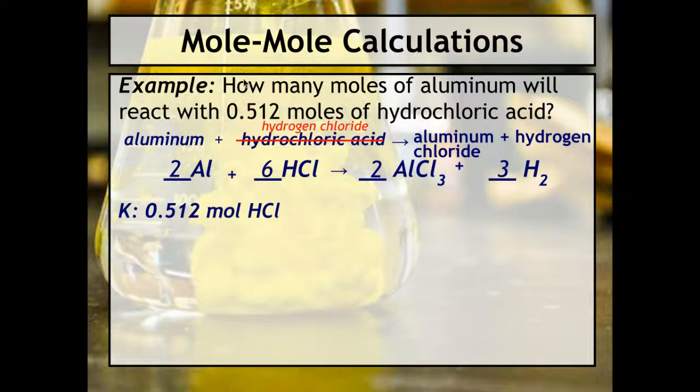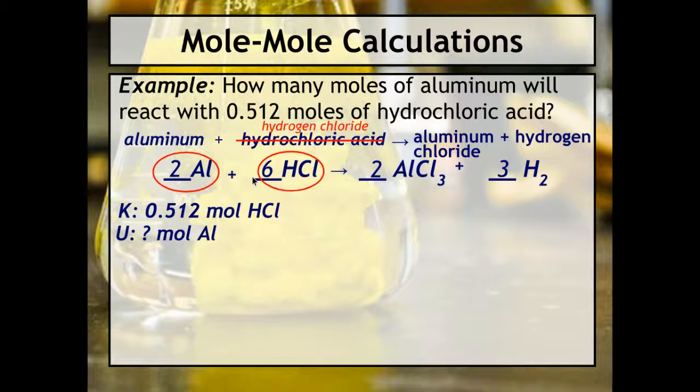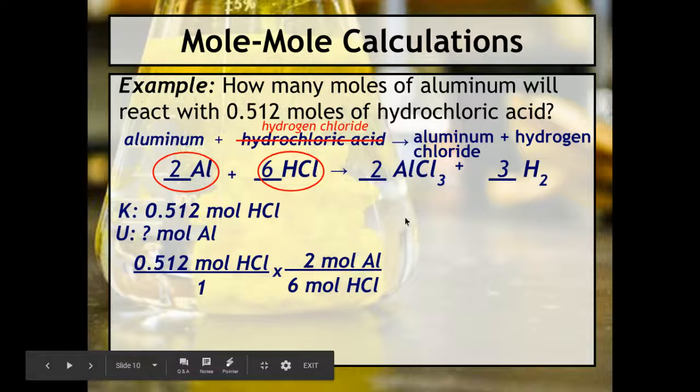So let's write down what we know. We know we have 0.512 moles of hydrochloric acid. We're looking for moles of aluminum. So I'm going to be using the mole to mole ratio between aluminum and hydrochloric acid. For every 2 moles of aluminum, there are 6 moles of hydrochloric acid that react. Or you can say it the other way. For every 6 moles of hydrochloric acid, 2 moles of aluminum will react. So write what you know, 0.512 moles of HCl. I need moles of HCl on bottom, so I'm going to say 6 moles of HCl for every 2 moles of aluminum that's produced.